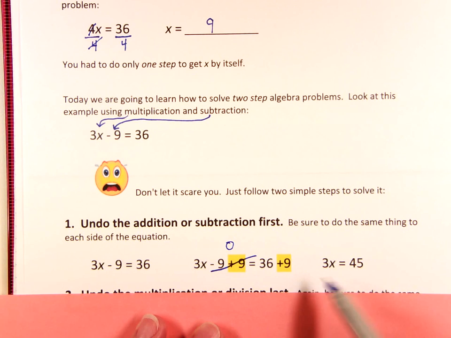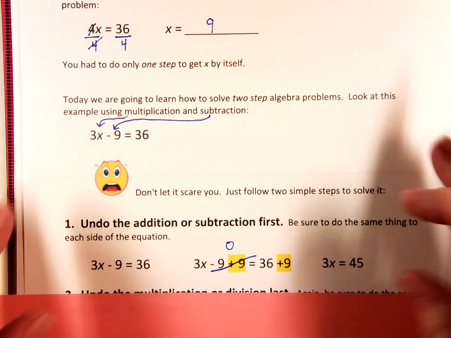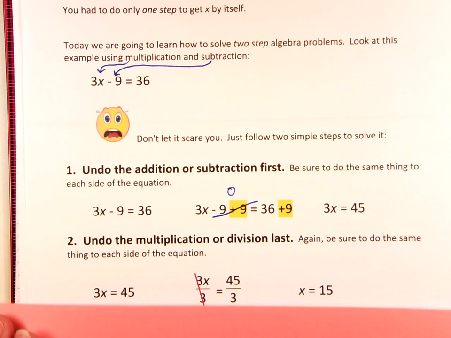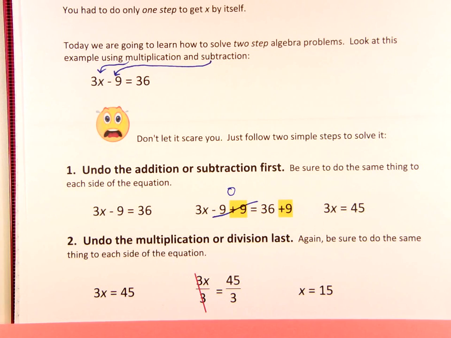So we have 3x equals 45, because 36 plus 9 was 45. Now we're not done yet, but hopefully this is looking a little bit more familiar to you. Now we're back to a one-step problem. Step number 2, undo the multiplication or division last. So again, be sure to do the same thing to each side of the equation. We have 3x equals 45. We're dividing through both sides with the number that's attached to the x, which would be a 3. So the answer then is x equals 15.